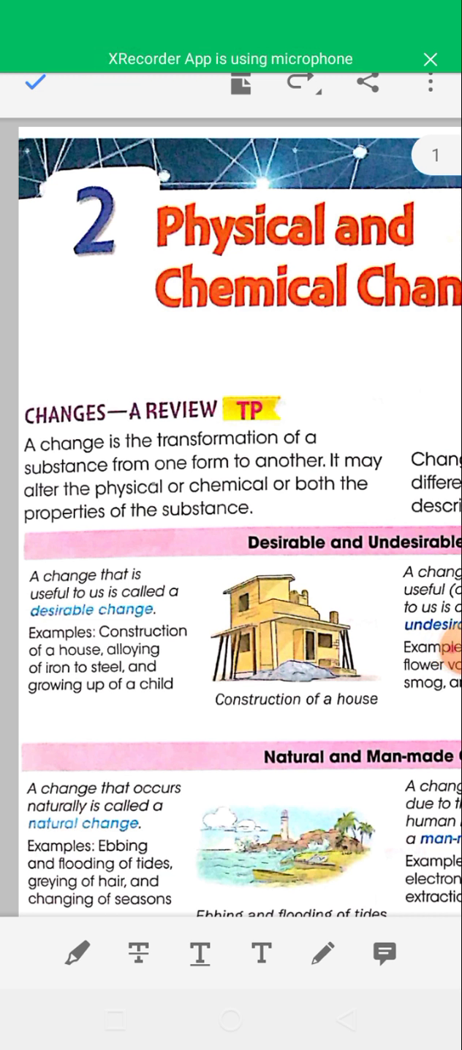In this video, I'll discuss the second chapter of class 8 chemistry. The topic is physical and chemical changes. First, you have to know what is a change. A change is a transformation.